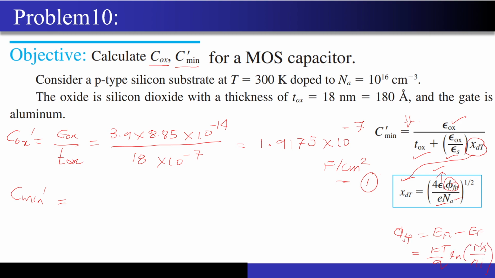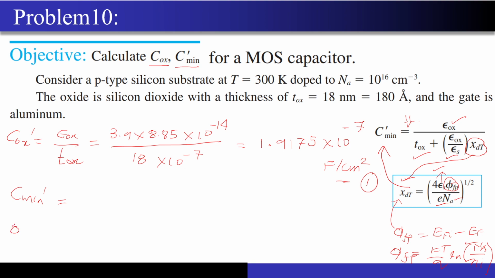Now let me check whether I know everything to calculate the value of phi fp or not. kT by Q I know. The acceptor concentration has been given to me. Ni I know, right? So I will first calculate the value of phi fp. Then I will substitute it in the depletion region width formula, and from there I will calculate the value of Cmin dash. I hope the flow is very much clear to you. So now let me start with the phi fp.